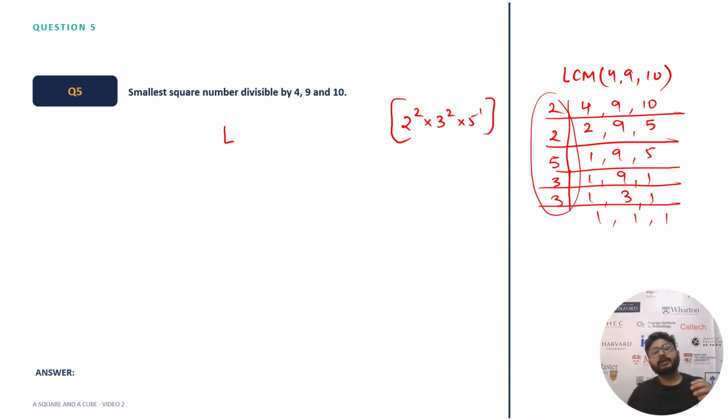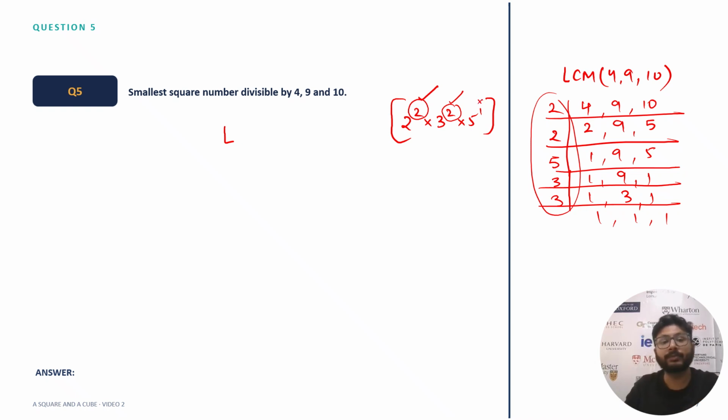I want a square number, a perfect square. So what do I need to do? If the number is a perfect square, it means that the powers of each prime factor should be divisible by 2. This we have discussed in our previous questions and the previous video. The power should be divisible by 2. This is a power which is divisible by 2. This is allowed. This is a power which is divisible by 2. This is allowed. But this is not divisible by 2.